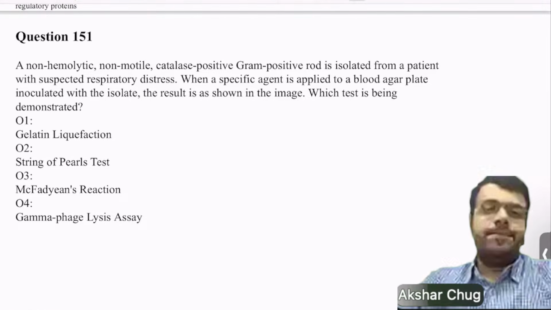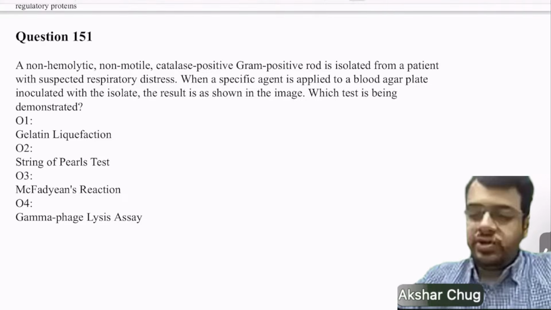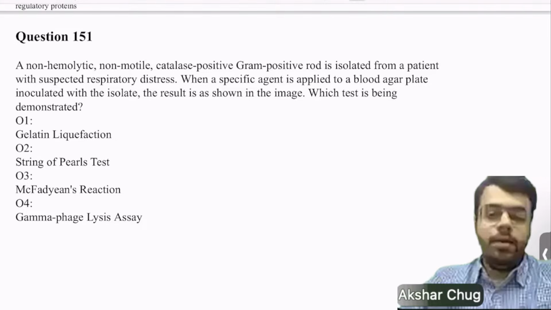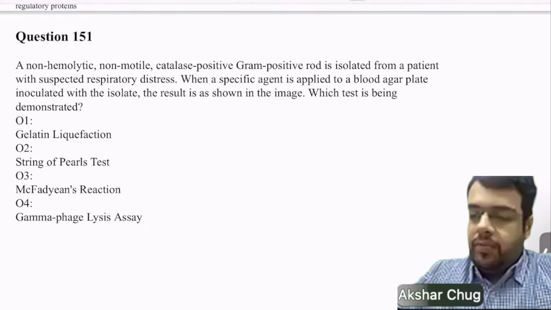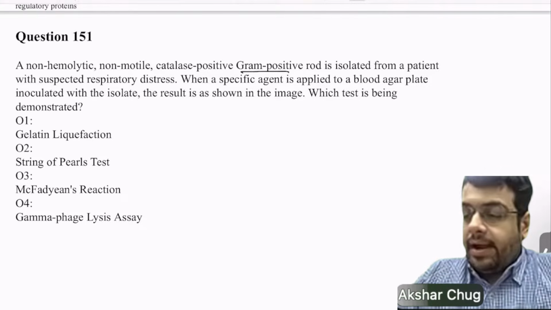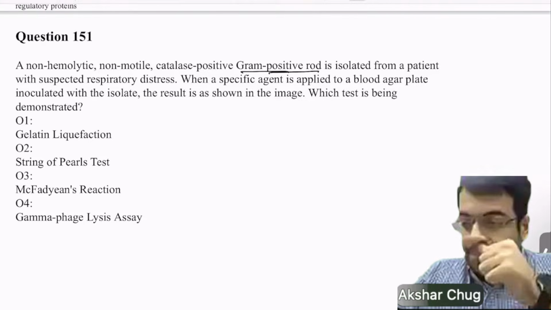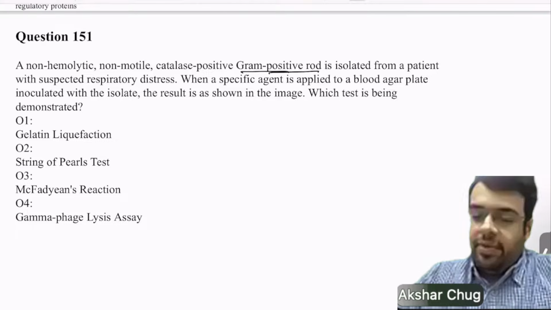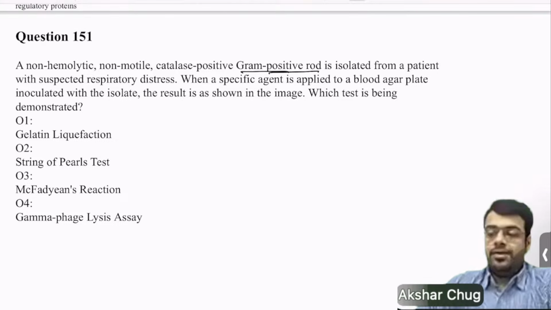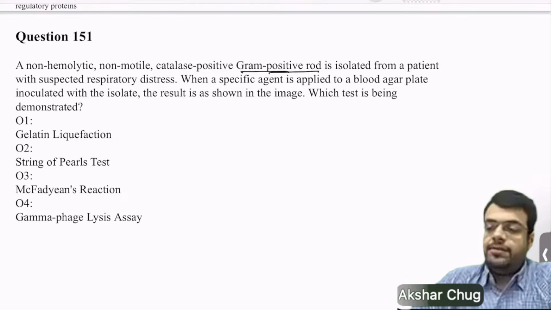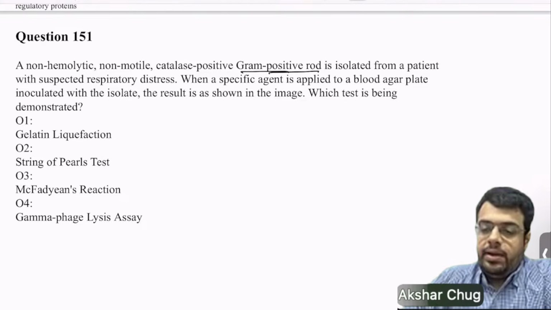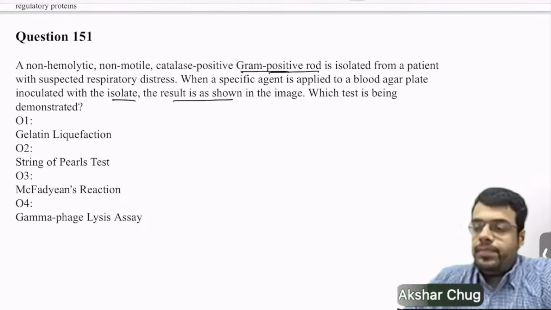Okay, so let's start with question 151. A non-hemolytic, non-motile, catalase positive, gram-positive rod is isolated from a patient with suspected respiratory distress. When a specific agent is applied to a blood agar plate with the isolate, the result is as shown in the image. Which test is being demonstrated?